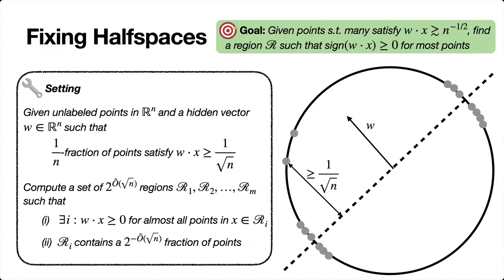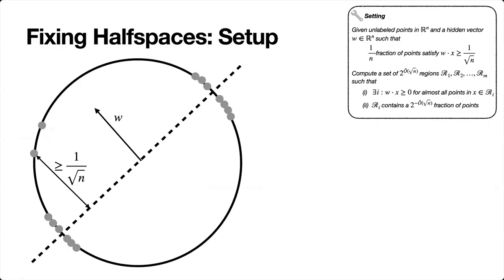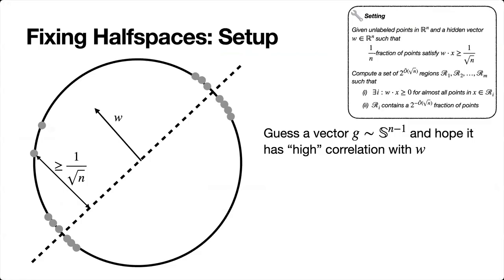Okay, so how am I going to do this? Maybe the most naive way of doing it would be by sampling a random vector g, which is going to come from the sphere, and hope that it has high correlation with w. How high of correlation are we going to be able to get? We'll get something like n to the minus 1/4 if we want to have 2 to the root n regions, right? Okay, so this is a reasonably large correlation, much better than random, but it's not so big.